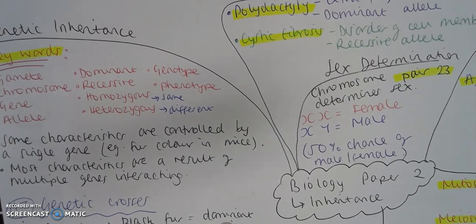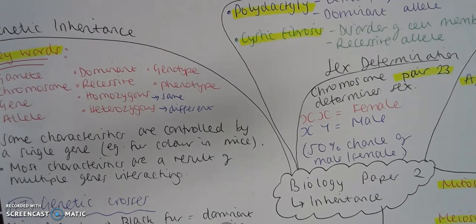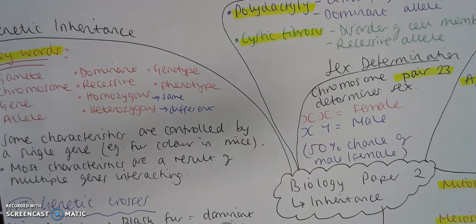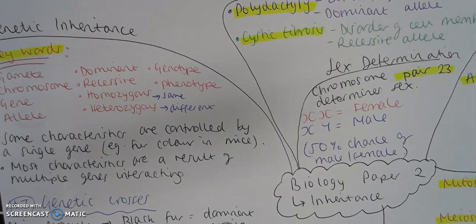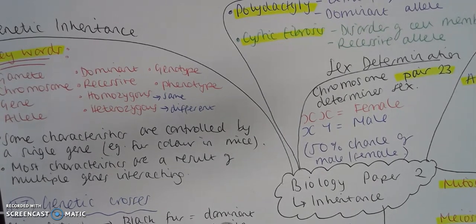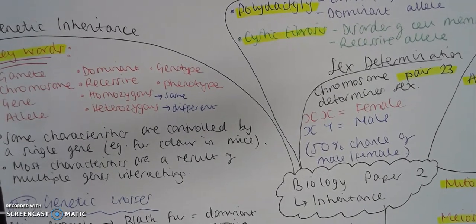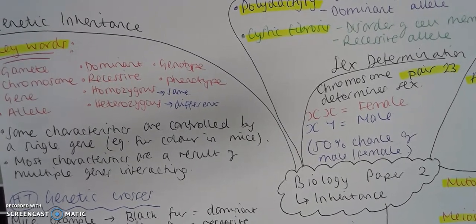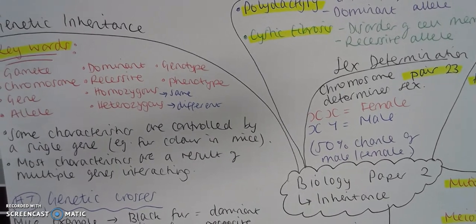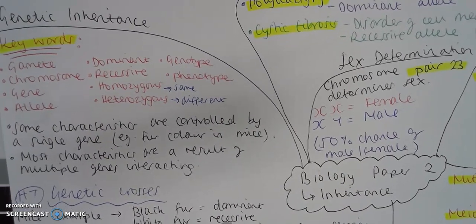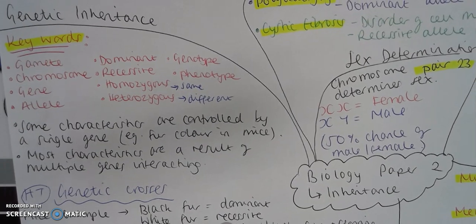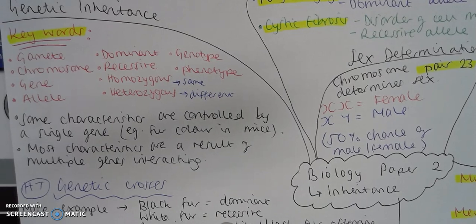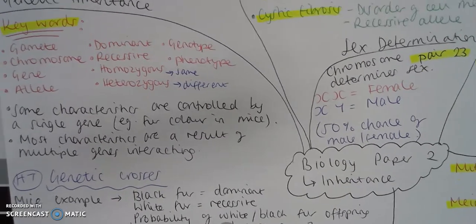Genotype is thinking about the two alleles that are present. Phenotype is relating to the physical appearance of the genotype. So genotype is what alleles are present, what letters have you got. Phenotype is the physical appearance of it, so do you have blue eyes or brown eyes, for instance. When it comes to inheritance, some characteristics are controlled by a single gene, for instance fur colour in mice, which we're going to look at in a second, but most are actually a result of multiple genes interacting, so it's quite a complex thing.